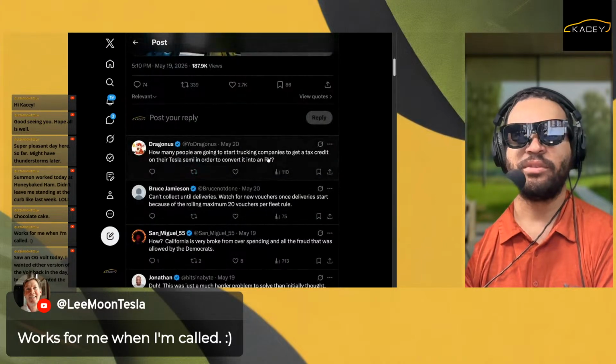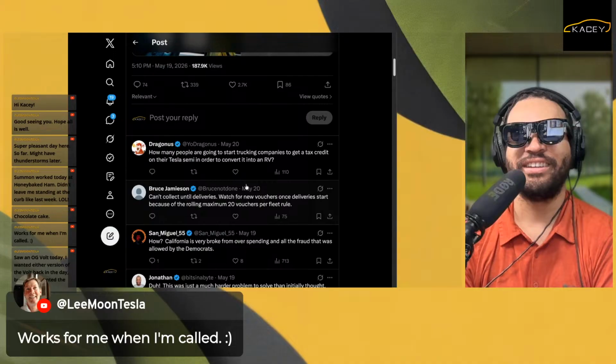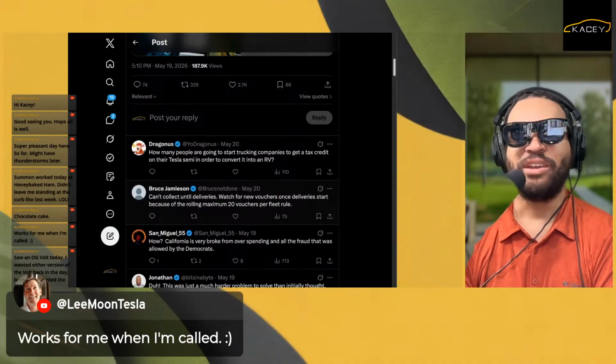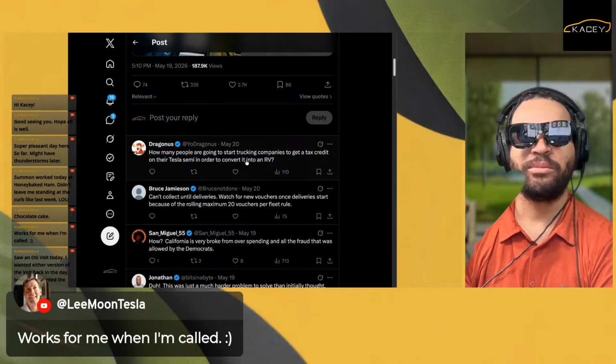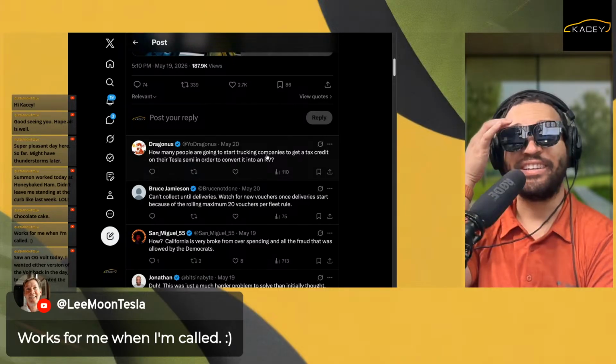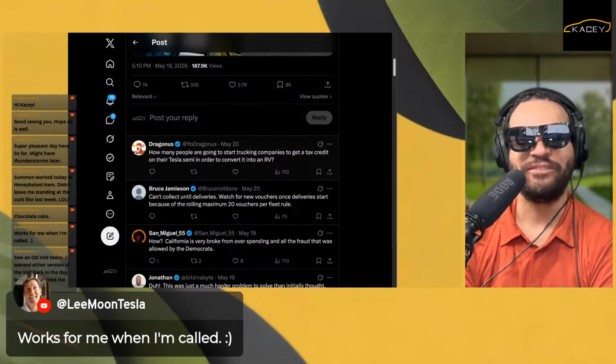How many people are going to start trucking companies and get a tax credit on their Semi in order to convert it into an RV? Be careful. You can do all that with the end goal of retiring it to being an RV, as long as you actually use it for what it was intended for. And be very careful.